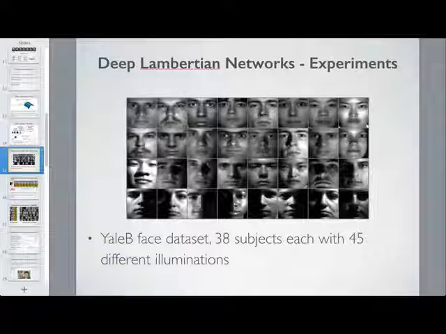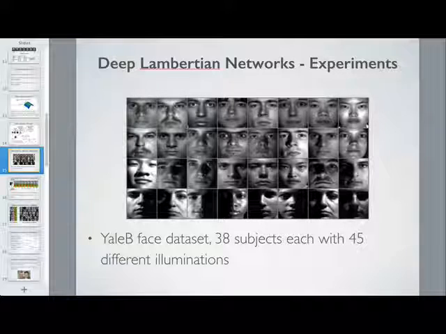Like all machine learning algorithms, we need data. So this is trained on the Yale B face data set with 38 subjects. And as you can see here, some of the faces have heavy illumination variations. So we train our model on this. Training is done in a stochastic fashion, and after training, I'll show you some of the cool things we can do.